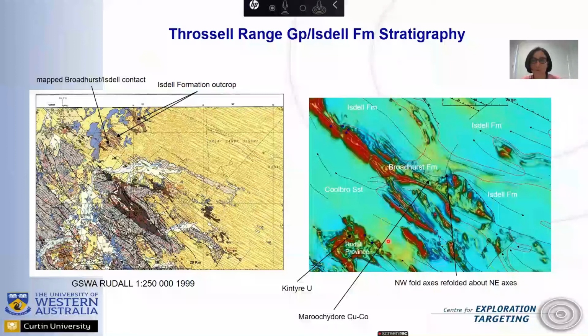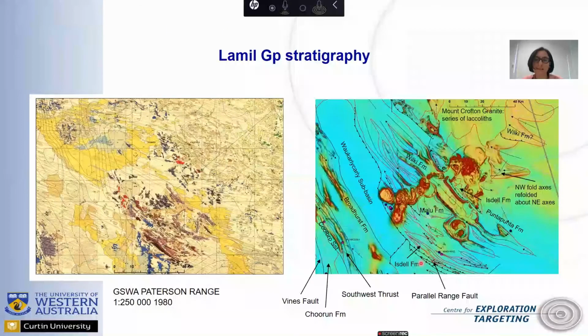Here in this slide, you can see the relationship of the Trossel Range group rocks. You see that the low magnetic rocks of the Culboro Sandstone cover the Rudall province and are overlying the Broadhurst Formation. And here is the only place that Isdell Formation is really mapped, and we can see the boundary between Isdell Formation and Broadhurst. And we can see the folding and refolding of Isdell Formation in this slide. And here you can see that Isdell Formation is overlain by the Lamil group, including Punta Malu and Wilkie Formation. And you see this highly magnetic marker at the base of the Wilkie Formation.